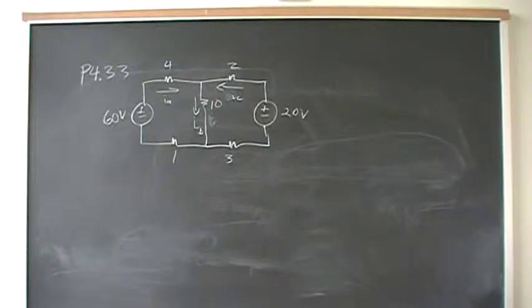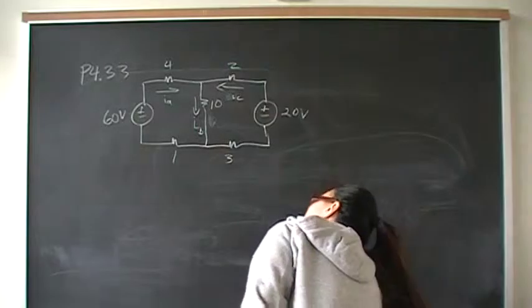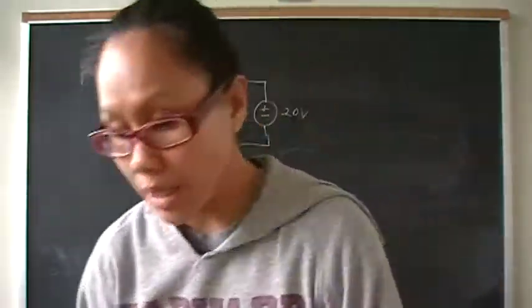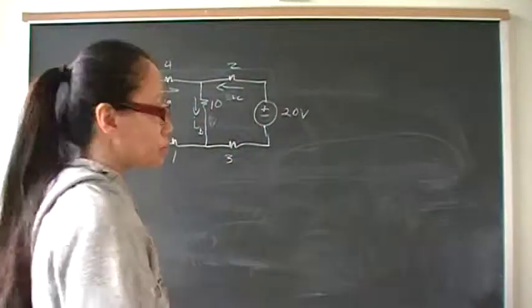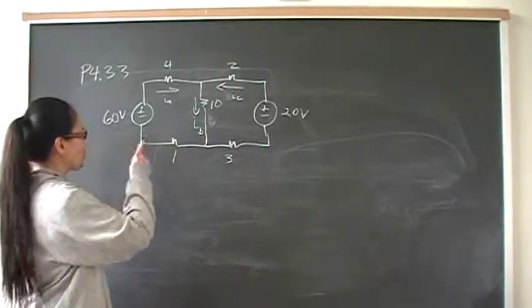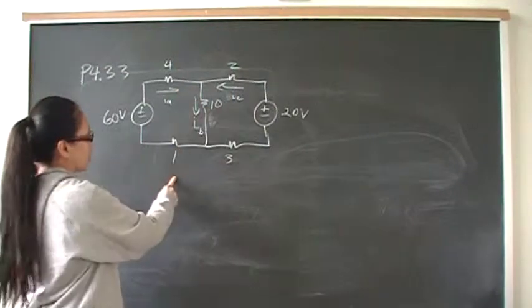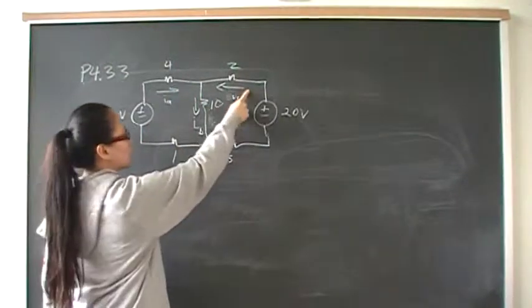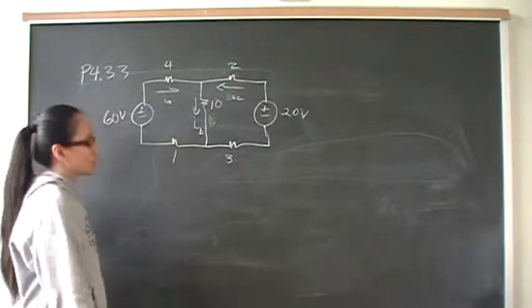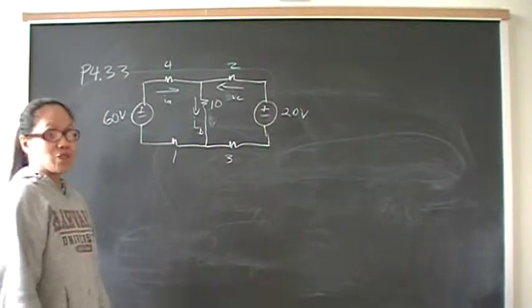Hey YouTube. So today we are doing problem number 33 from the section on mesh currents. In this problem we have a 60 volt independent voltage source connected in series with a 4 ohm resistor. This is 10, this is 1, 3, 2, and a 20 volt independent voltage source. And we have 3 branch currents that we're looking for.